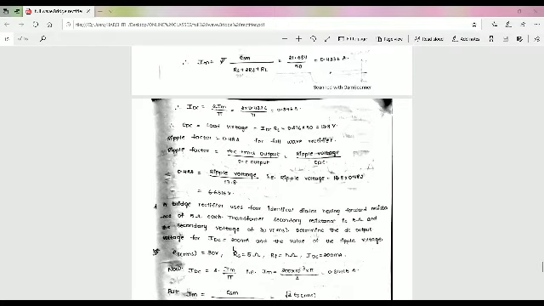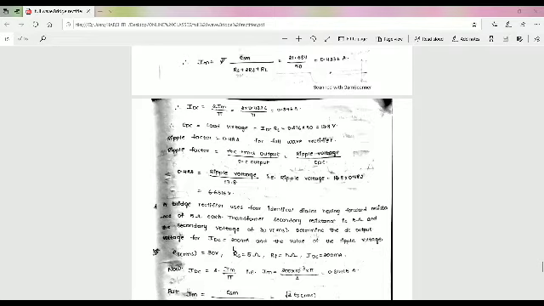IM also 0.4336 by pi, that is equal to 0.276. Now we can calculate the load voltage. Voltage equal to current into resistance. So IDC into RL, 0.276 into 50, that is equal to 13.8 volts.